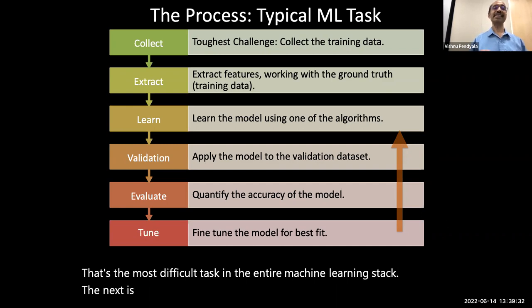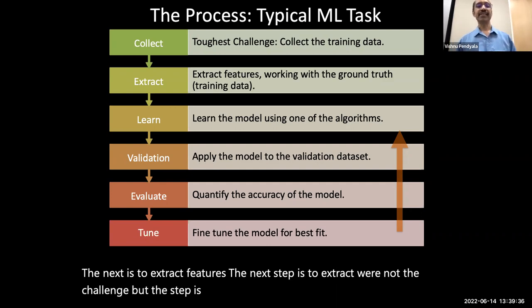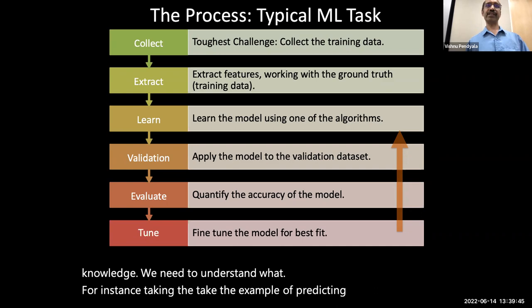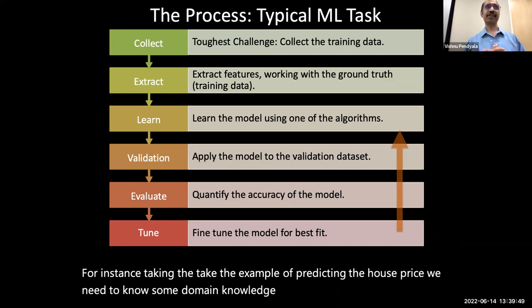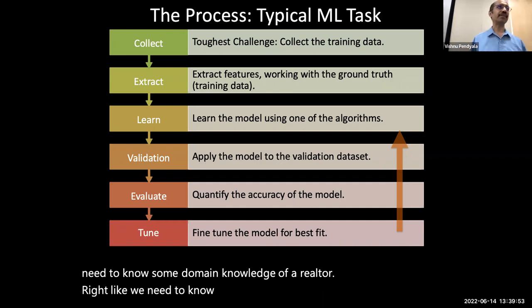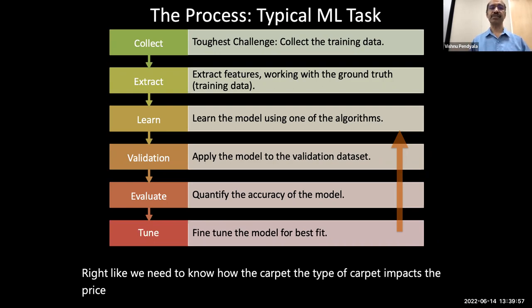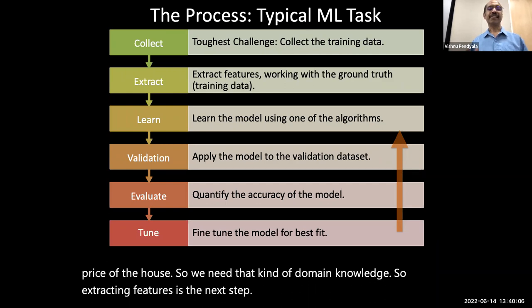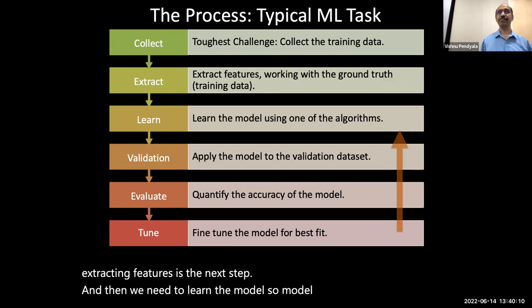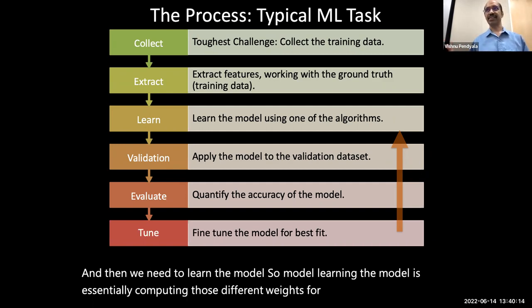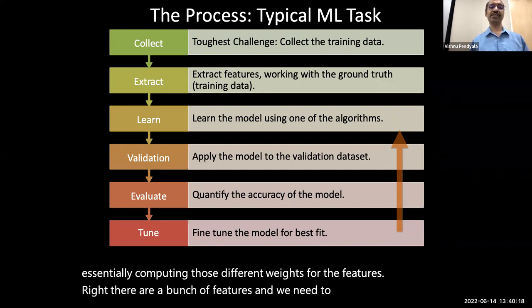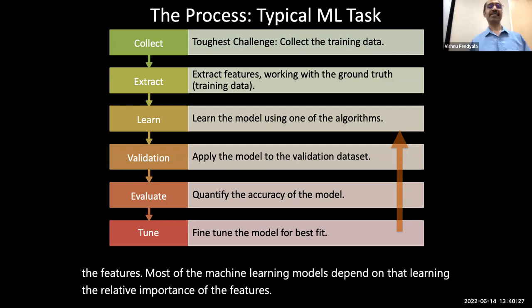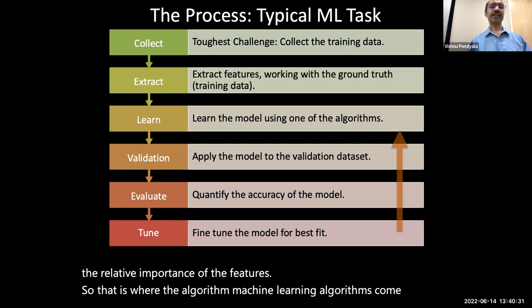The next step is to extract features. We need some domain knowledge. For instance, take the example of predicting house prices. We need some domain knowledge of a realtor, like how the type of carpet impacts the price of the house. So extracting features is the next step. Then we need to learn the model. Learning the model is essentially computing the weights for the features. There are a bunch of features and we need to learn their weights. Most machine learning models depend on learning the relative importance of the features. That is where the machine learning algorithms come into the picture, the learning part.